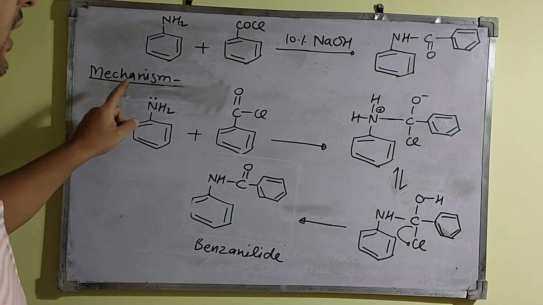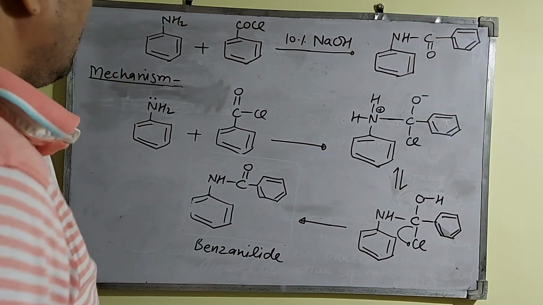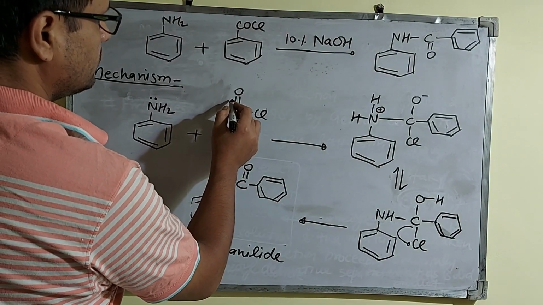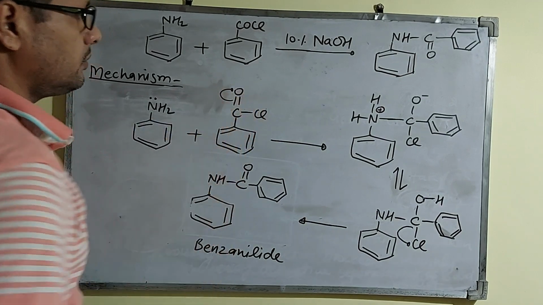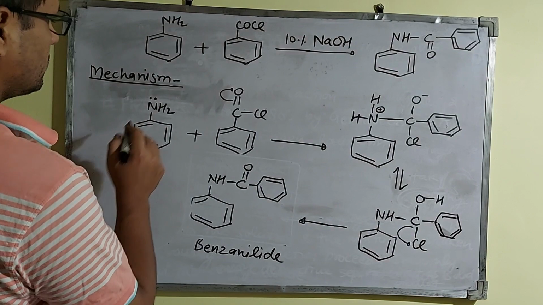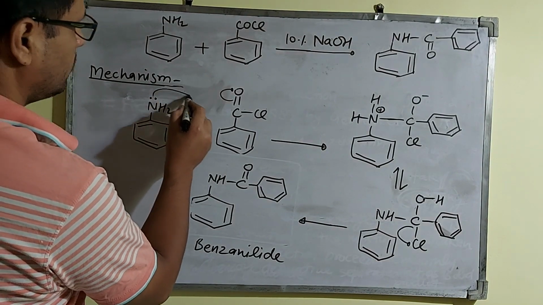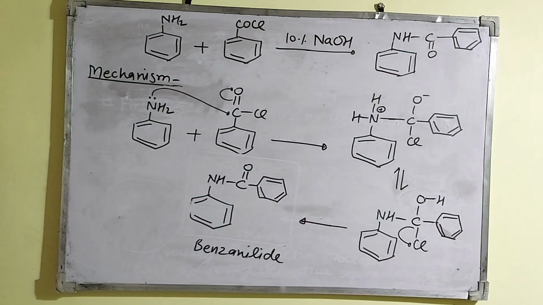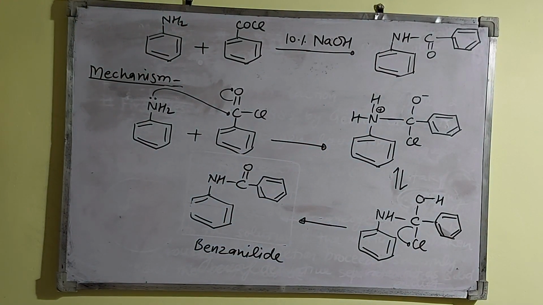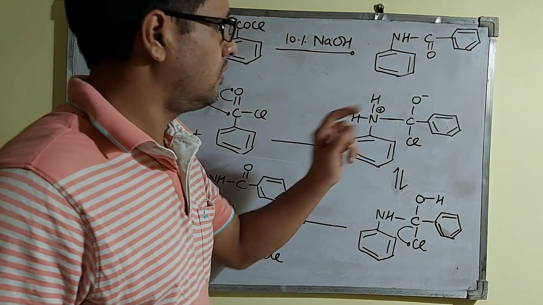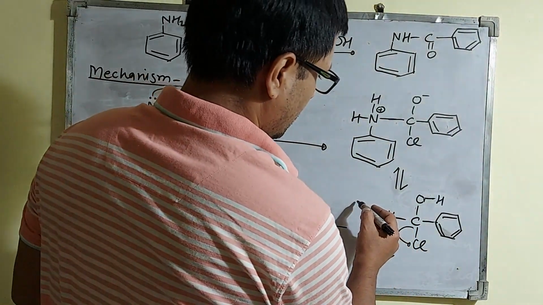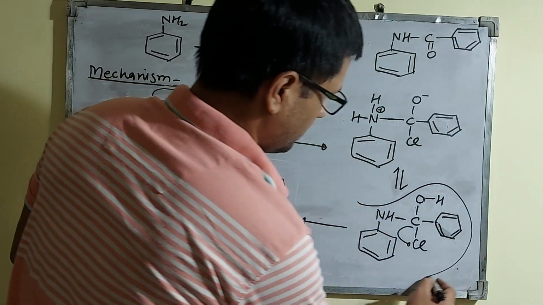Now let's discuss the mechanism. Here in this carbonyl group, this carbon gets partial positive charge due to electronegativity difference between carbon and oxygen atom. And this positively charged carbon atom is basically attacked by the electron lone pair present at nitrogen atom of aniline, and you get this intermediate where intramolecular proton transfer takes place to give this species.